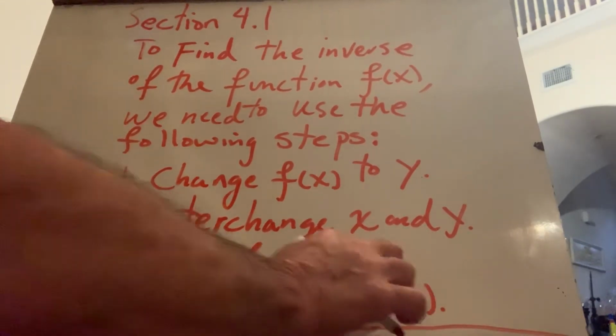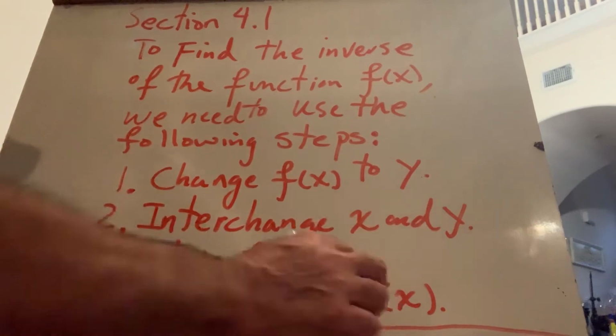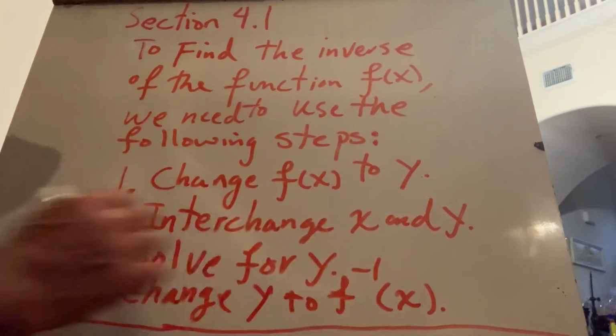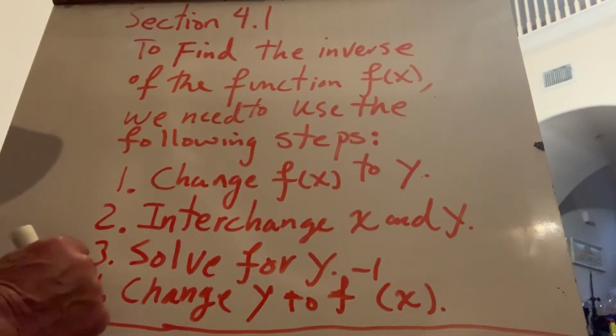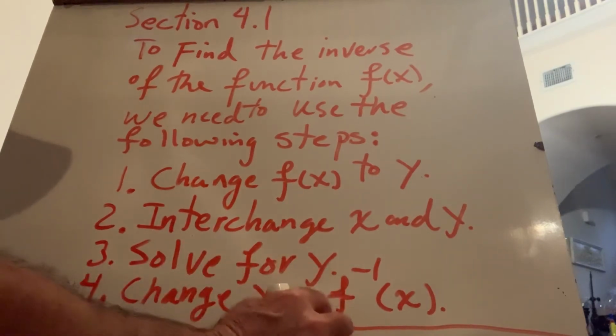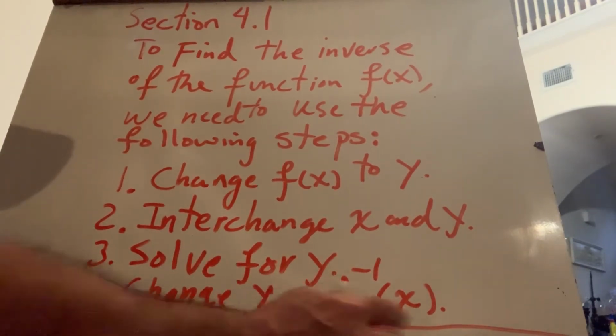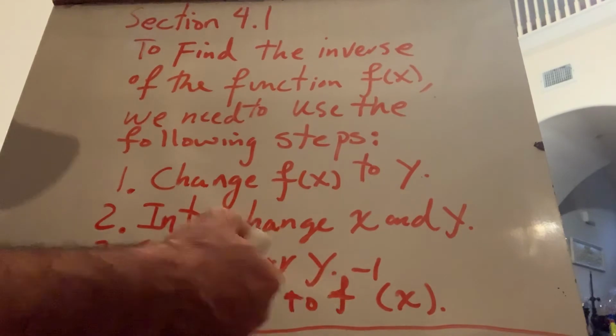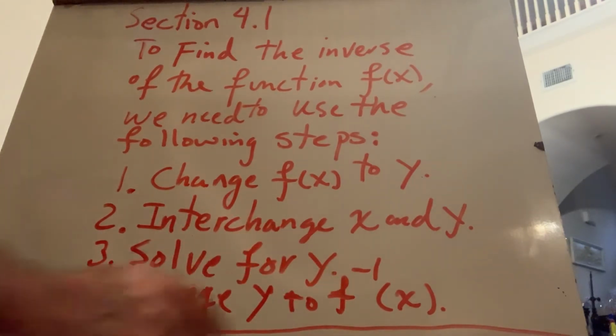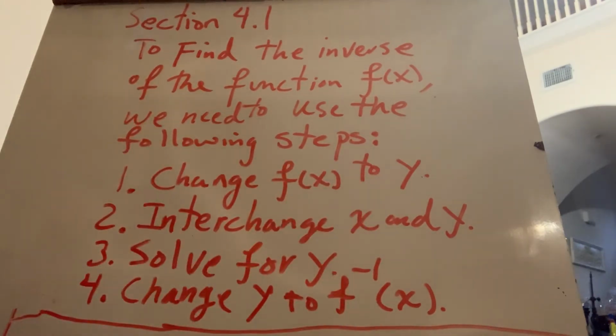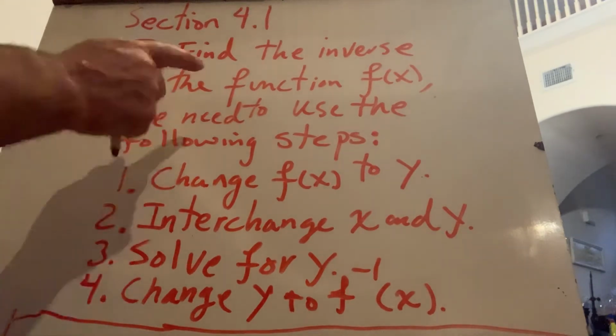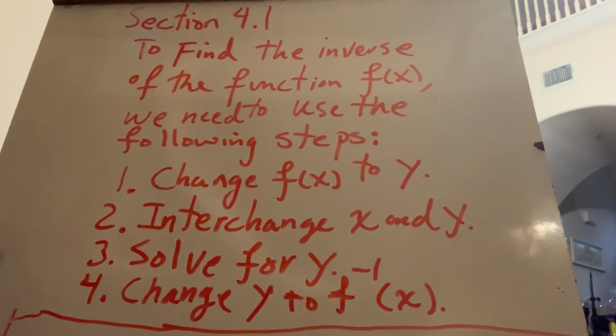Again, don't forget that negative 1 is just a notation for inverse, so it's not an exponent. It looks like an exponent, but it's just a notation for inverse. You can read that as f inverse of x or inverse of f of x. But never read the negative 1 or say negative 1. Okay, anyway, these are the 4 steps. With these 4 steps, you should be able to find the inverse of any function, okay?